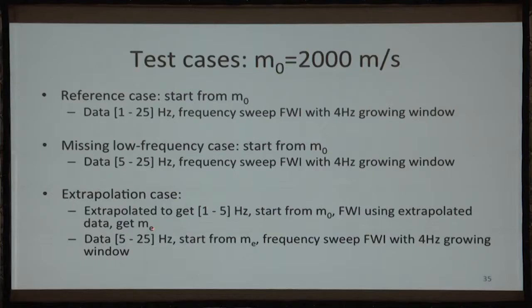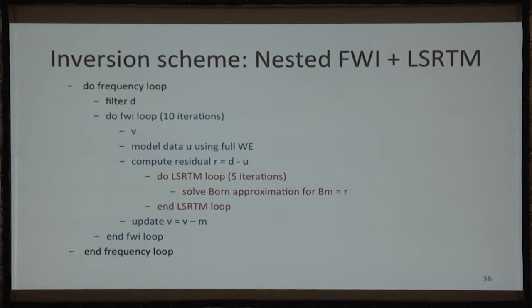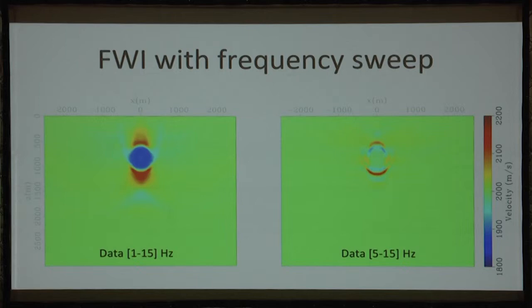Then you start from this constant background to get an extrapolated low wave number model. And then we start at this low wave number model, using the recorded data to do full waveform inversion. So the inversion scheme is what I call a nested full waveform inversion and least squares migration scheme. This least squares reverse time migration step is similar to some of the Gauss-Newton components in this inversion. And I do 5 iterations of this inner iteration and 10 iterations for each frequency before we move on to the next frequency band.